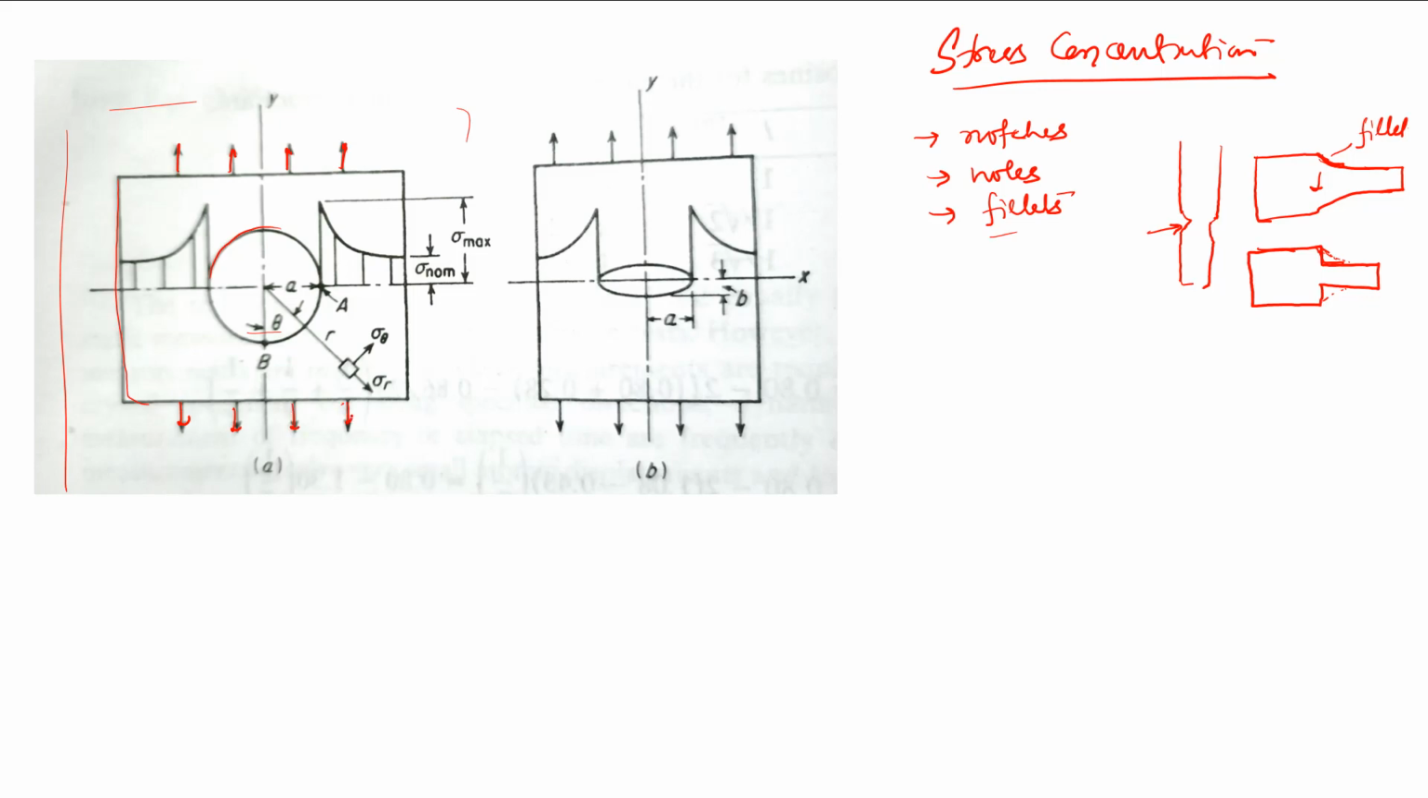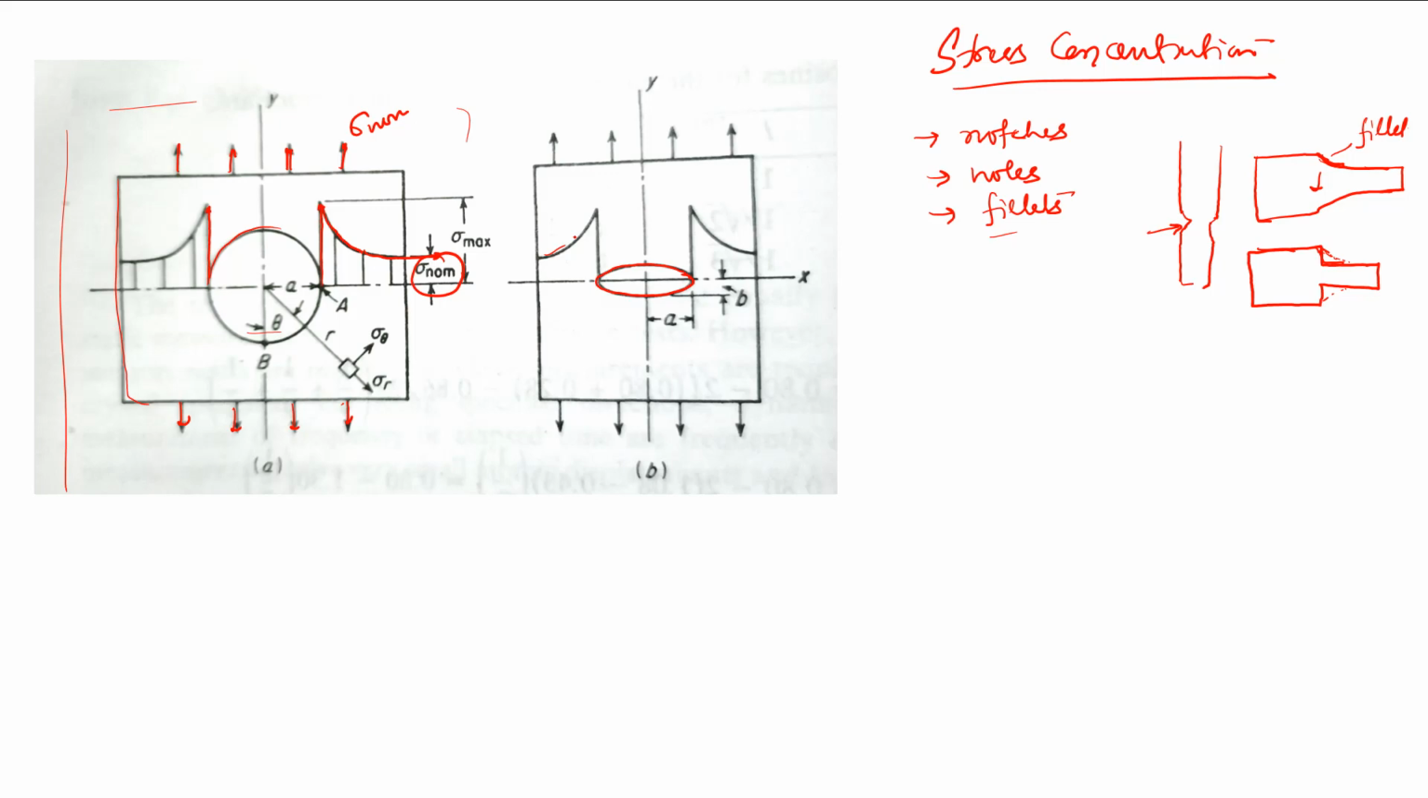So when we are applying the force or the stress in one direction, what happens? At the edge of this hole, the stress basically increases, and that increase is the maximum, and after that the stress decreases slightly and becomes equal to the normal stress, which is what we are applying. So this is what happens in the case of a circular hole. A similar thing happens in the case of an elliptical hole also.